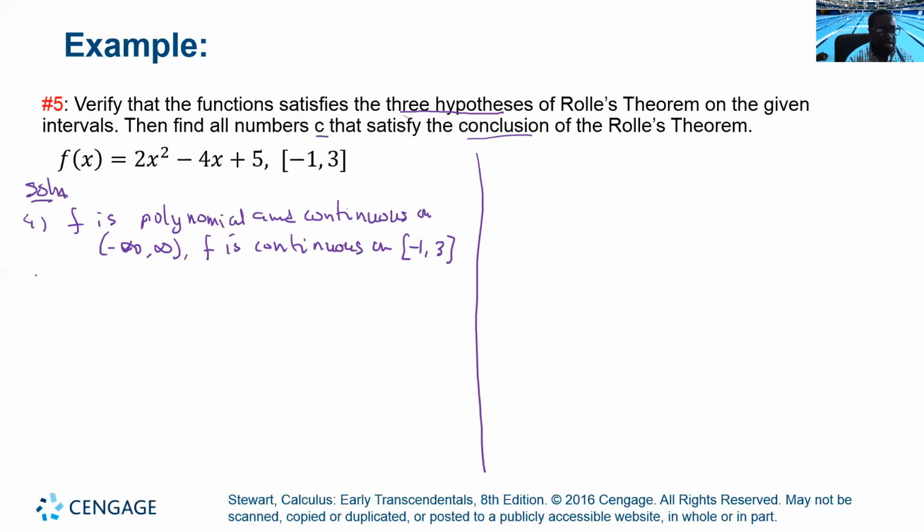Then the second part of the theorem: it says that f is differentiable. If it is a polynomial, then f is differentiable.